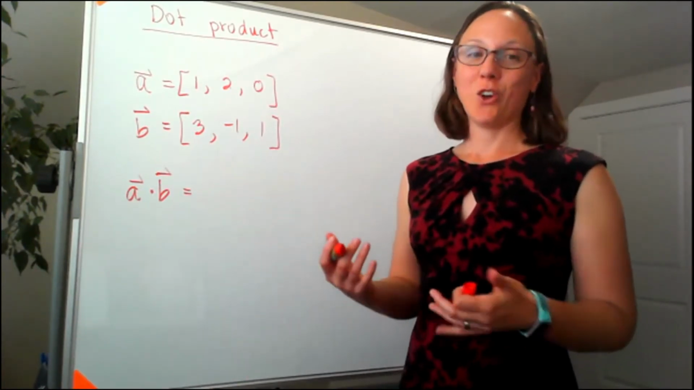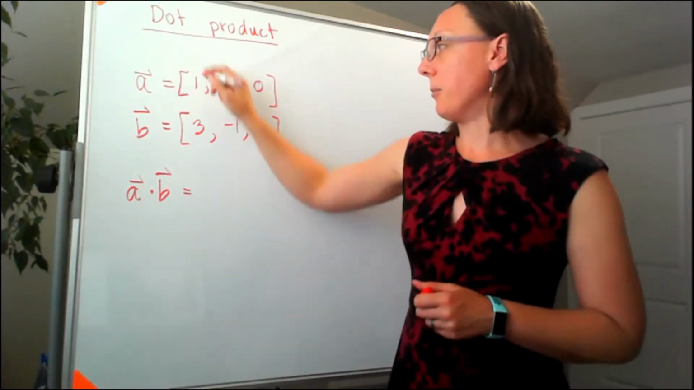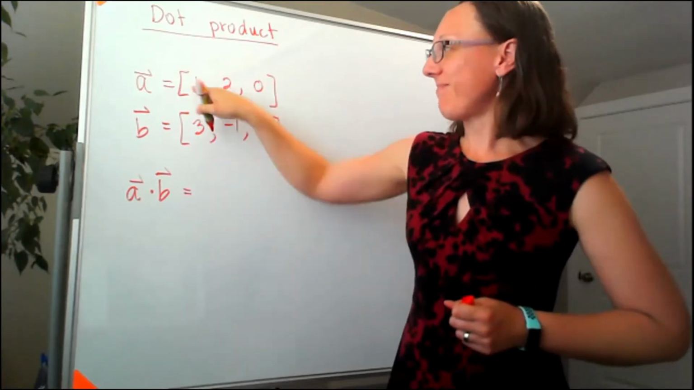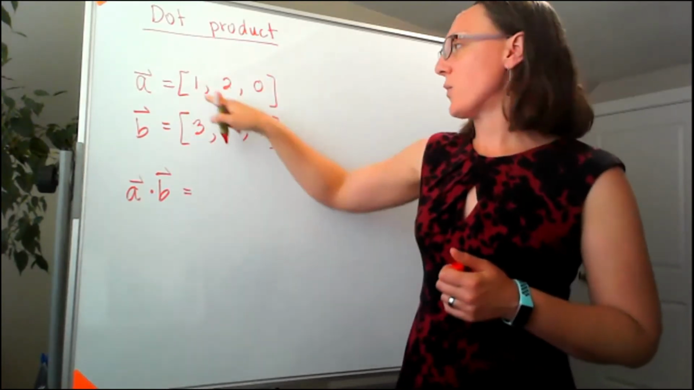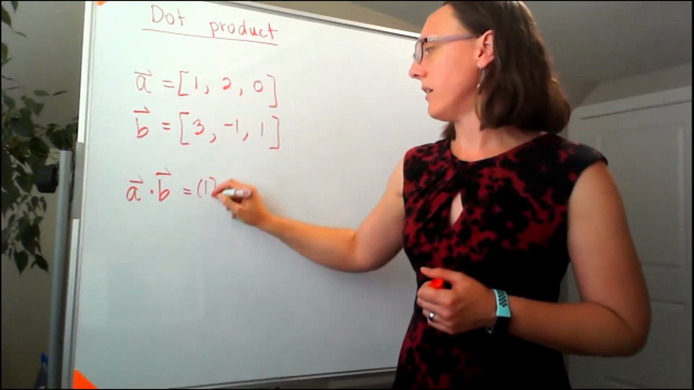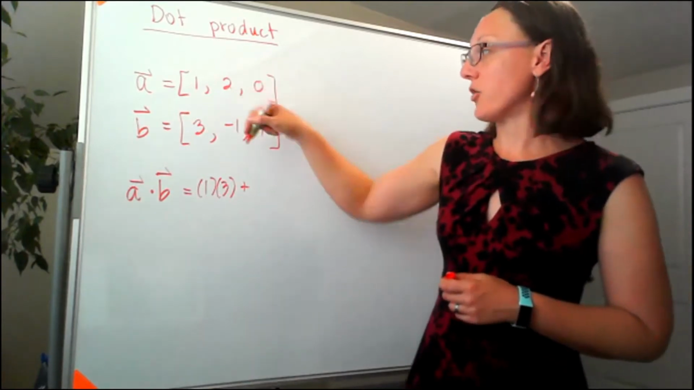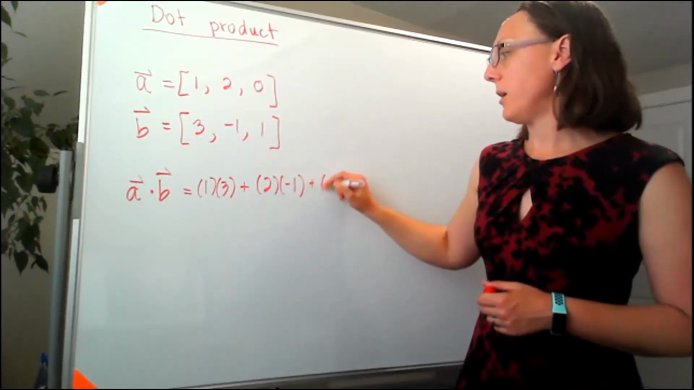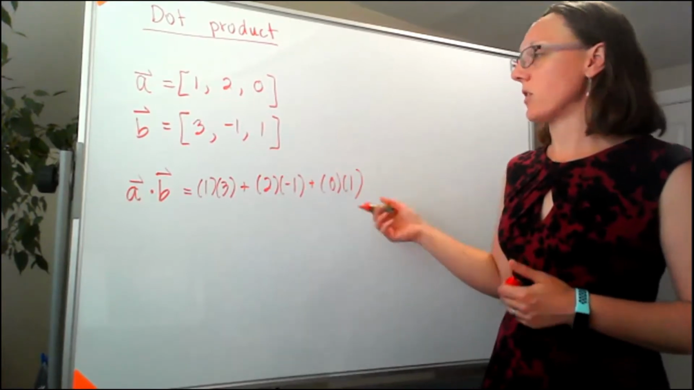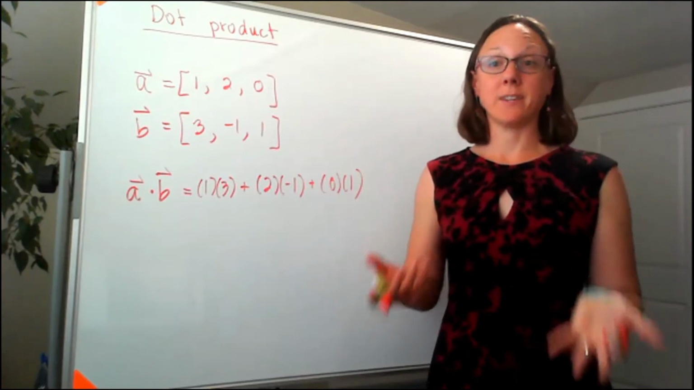When we calculate dot product, we multiply the entries that are in the same position. So I'd have 1 times 3, and then we add that to the next set of entries in the same position. So 2 times -1 plus 0 times 1. Now, geometrically, dot product has some meaning.